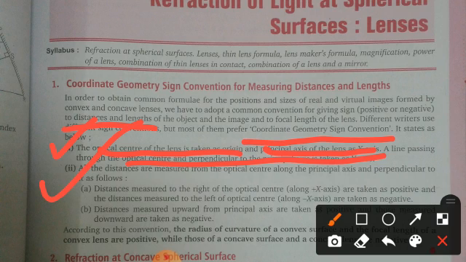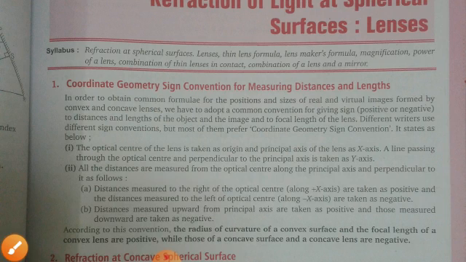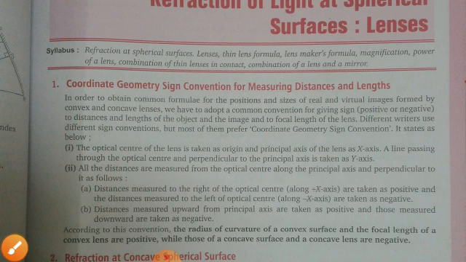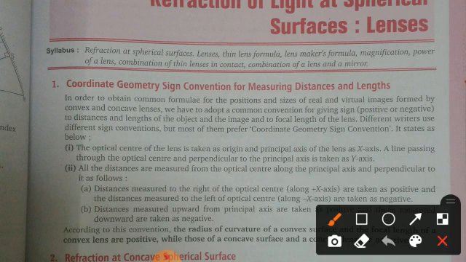Now we will move to the second one. All the distances are measured from the optical center. From which center do we measure all the distances? It is known as the optical center, and the principal axis and the line perpendicular to it as follows. So here these are the two things given, how you measure the distances from the lens in the positive direction and in the negative direction as well. The first one says distance measured to the right of the optical center, that is along the positive x-axis, are taken as positive.